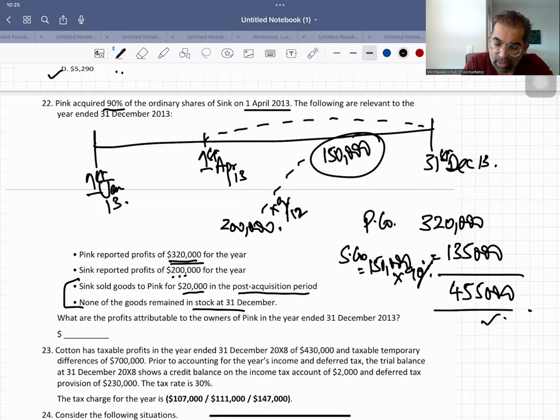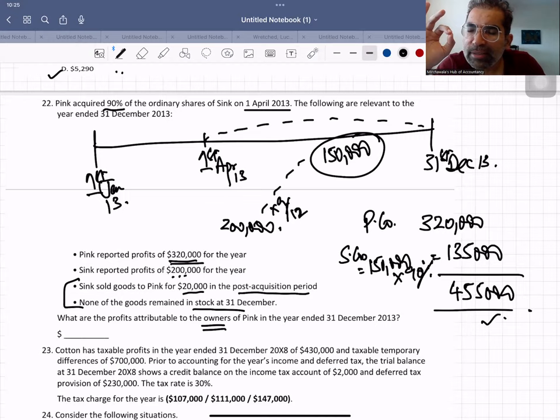What are the profits attributable to the owners? Remember income statement. Hope you remember the last three lines of the consolidated income statement. So you guys have to write this thing: profits attributable to equity owners of the parent company. So this is the answer, 455,000. Okay.